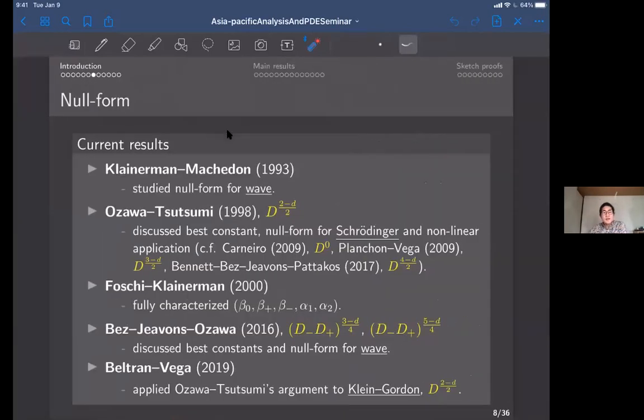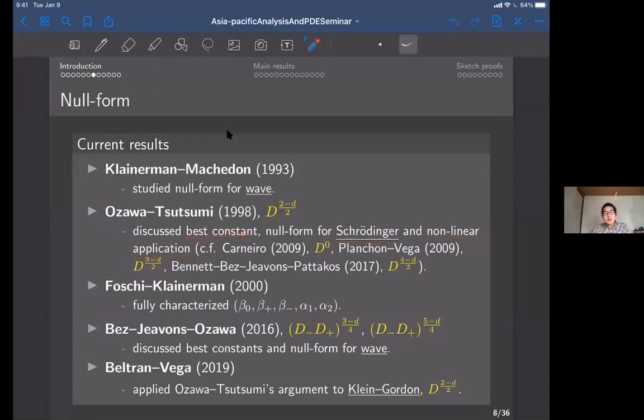And here is a very brief history of the null form and the best constant. So in 1993, Klainerman and Machedon studied the null form for wave. And then Ozawa and Tsutsumi took their idea in the context of Schrödinger and discussed the nonlinear applications, and they also discussed the best constant.